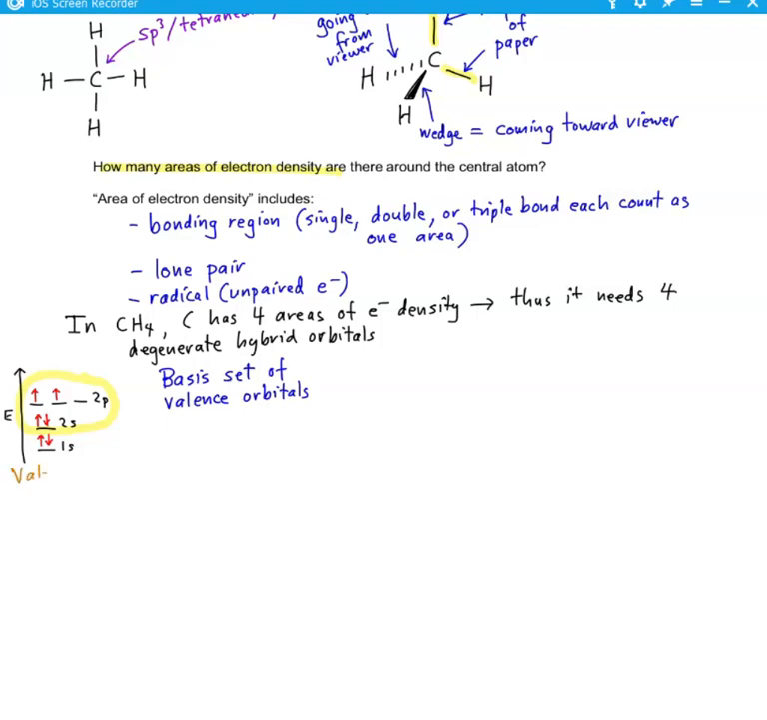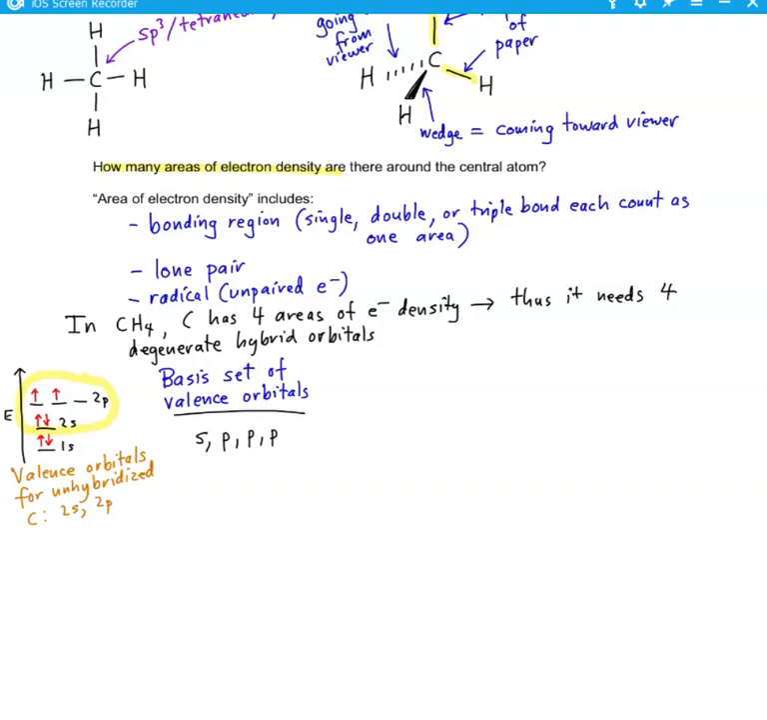And so the valence shell, or the valence orbitals, for an unhybridized carbon are the 2s and the 2p orbitals. Okay, so we have 4 of them. There are 4 orbitals available to us in the valence shell of carbon, even though we're not presently using all of them. So we have an s orbital, and we have 3 p orbitals. So that's always going to be the basis set of valence orbitals in a carbon atom.